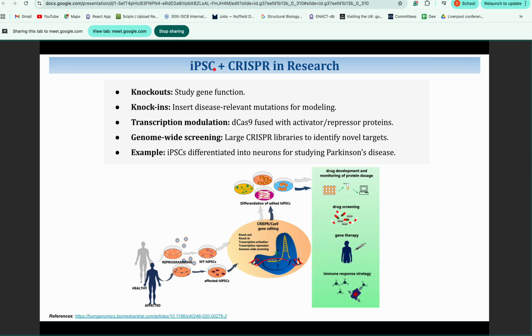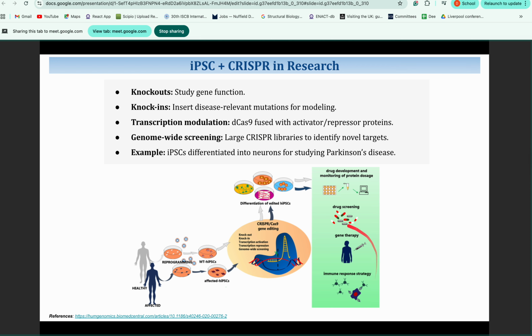Now if we combine induced pluripotent stem cells and CRISPR, what can we do? We can perform knockouts to study the function of a gene. We can do knock-ins, in which we insert a disease-relevant mutation for modeling. We can do transcription modulation, using dCas9 fused with activator or repressor proteins. We can go for genome-wide screening, using large CRISPR libraries to identify novel targets. An example is that iPSCs are differentiated into neurons for studying Parkinson's disease.